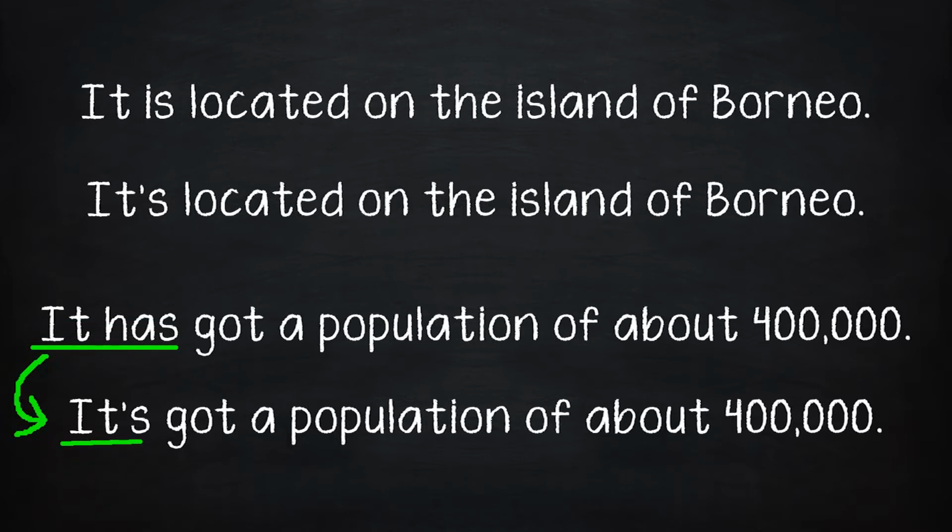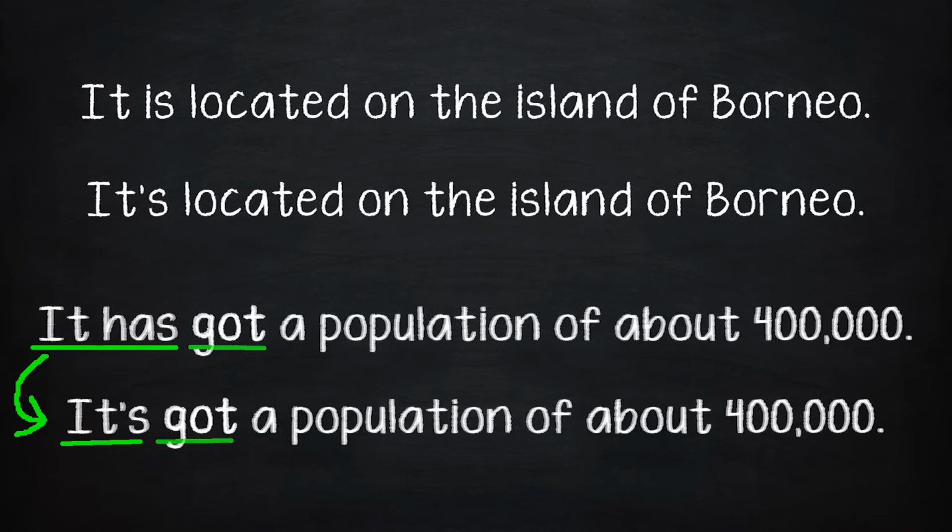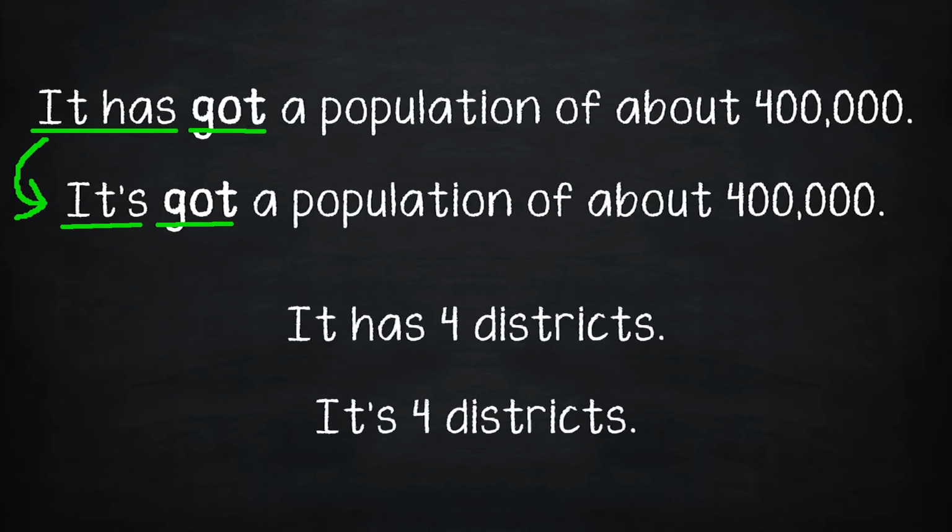Now you want to be careful when you're contracting it has into it's. You can only use the contraction if you're following it with a past participle verb. In this case, it has got. For example, if I said it has 4 districts, I cannot contract the it has in this sentence into it's.